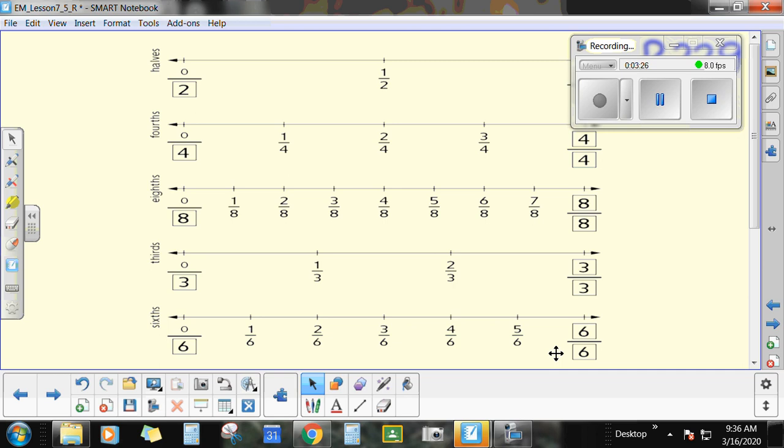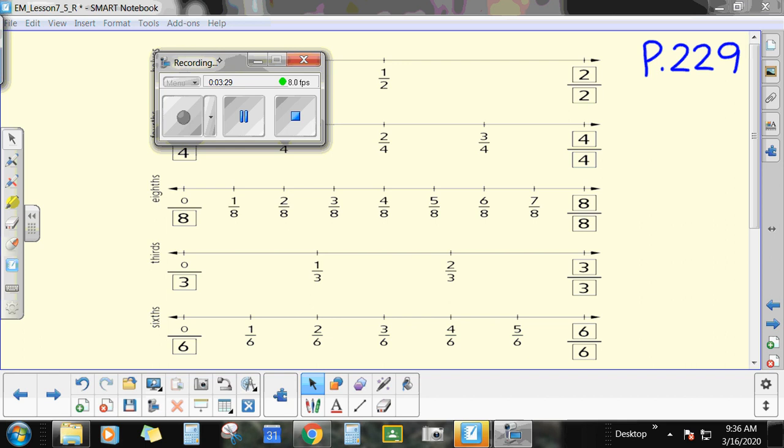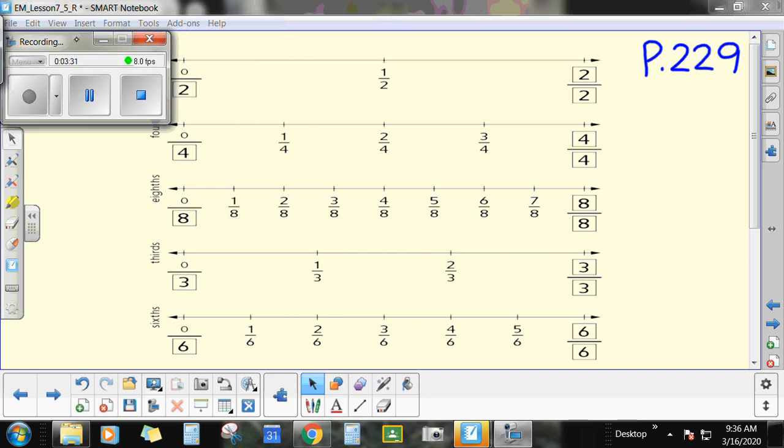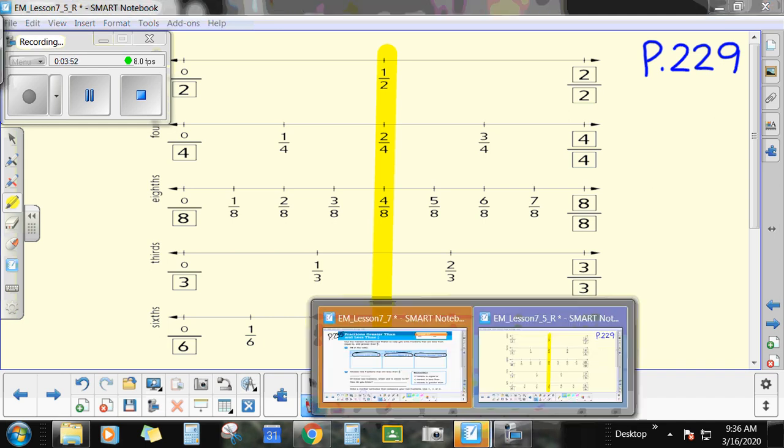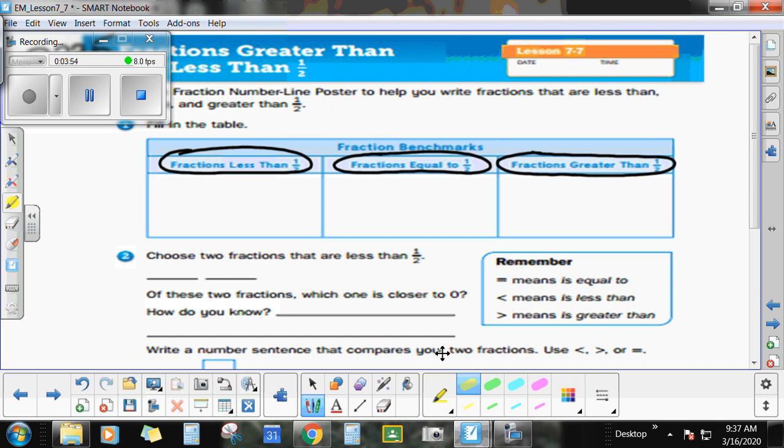Okay? So go ahead and go to page 229 in your workbook, and I want you to look at all of the fractions that, let's go ahead and just list out all of the fractions that are equal to 1/2. Okay, we talked about this when we made this poster. So if you go down through here, all the way down through your poster, there are all of the fractions that are equal to 1/2. So you can go back to your workbook, page 235, and you can go ahead and list all of those fractions here in the fractions that are equal to 1/2.